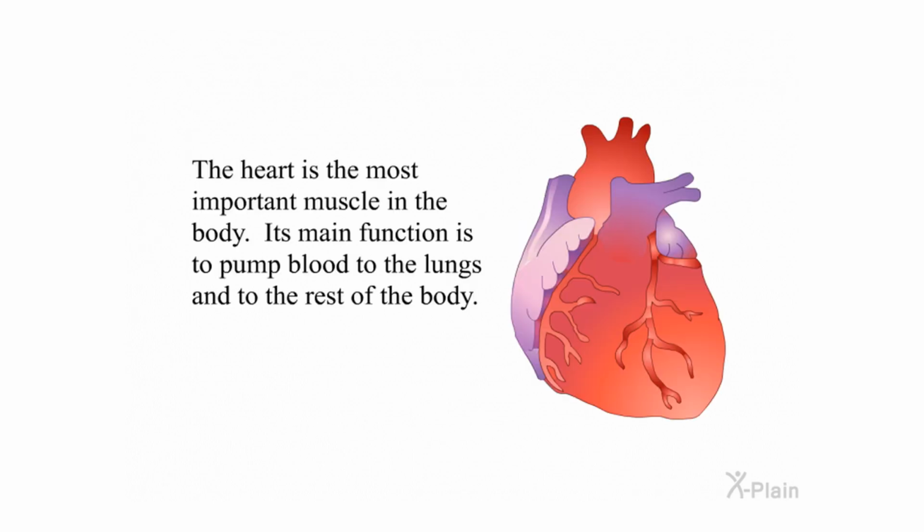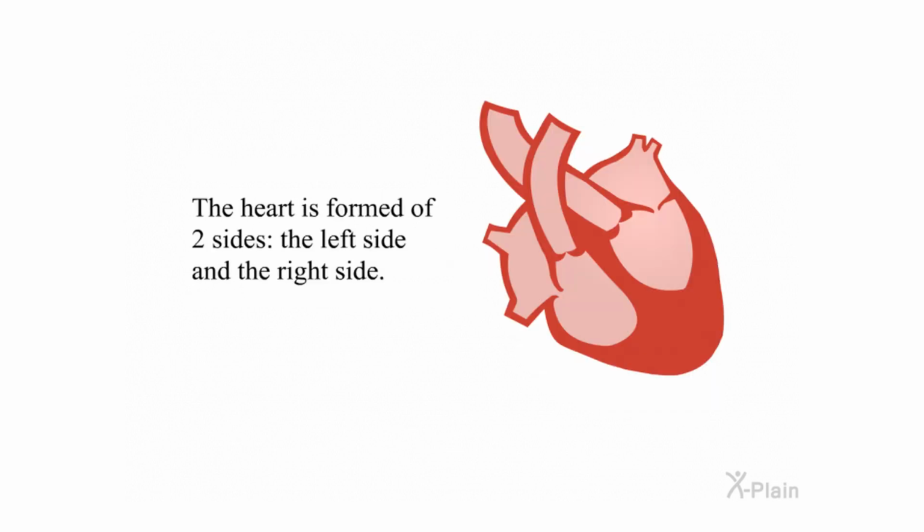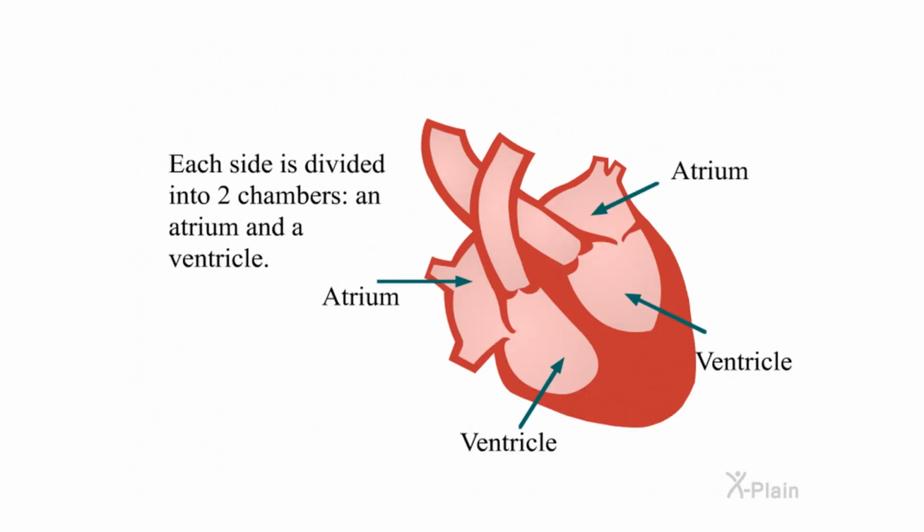The heart. The heart is the most important muscle in the body. Its main function is to pump blood to the lungs and to the rest of the body. The heart is formed of two sides, the left side and the right side. Each side is divided into two chambers, an atrium and a ventricle.